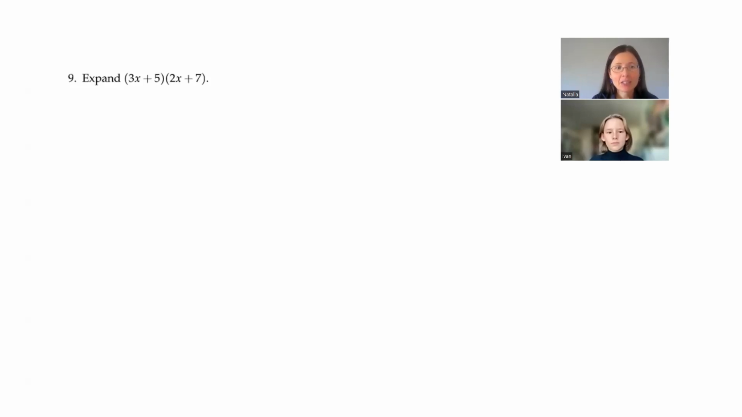Problem 9, expand the following expression. We have the product of two terms in parentheses. So how do we approach this type of problem when we need to expand something? It could be two terms in each, or it could be more. Maybe it was 2x plus 3y plus 7, and the question could still be expand. How do we do all of this type?